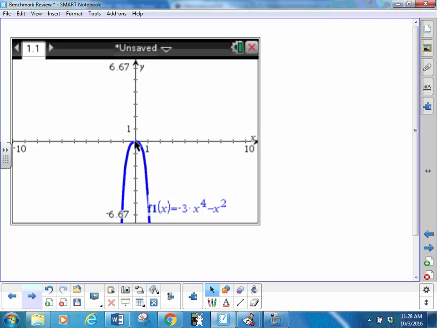So what are we thinking? Even, odd, neither. Even is symmetric about the y-axis. I don't know about you, but even's a little bit easier for me to tell. I just can kind of tell even.